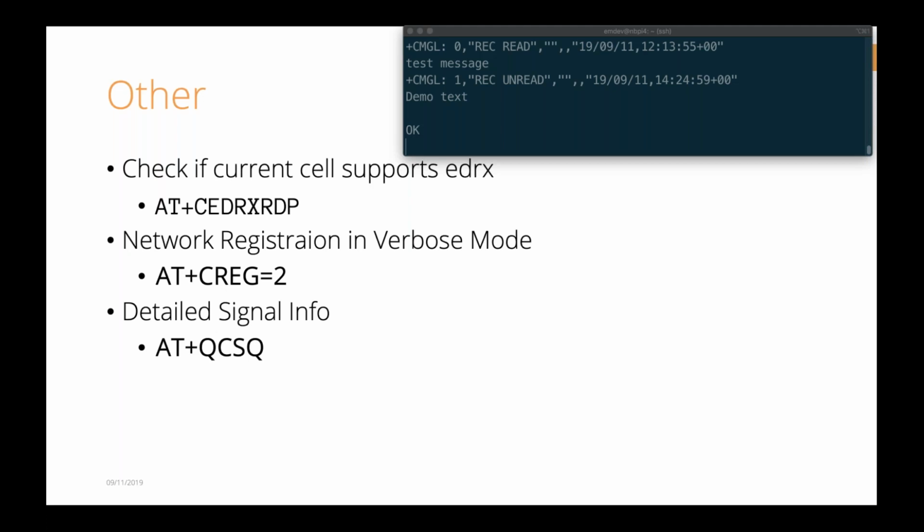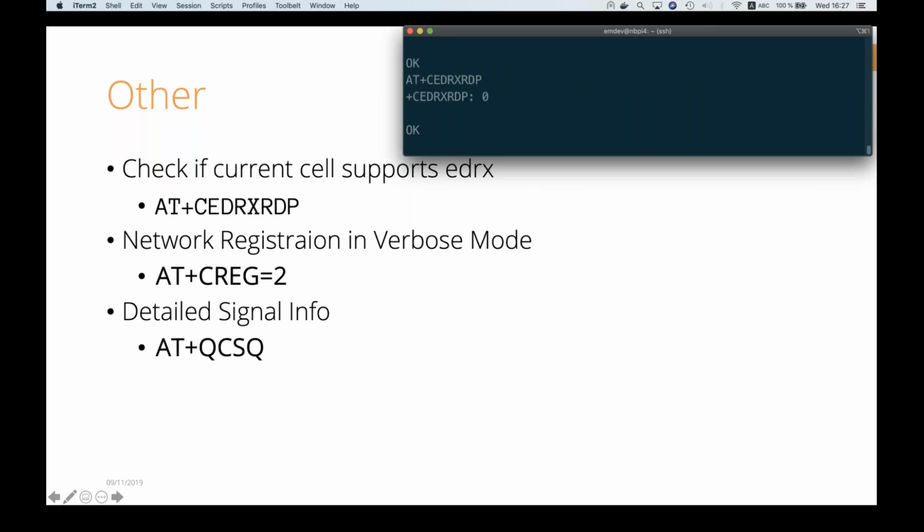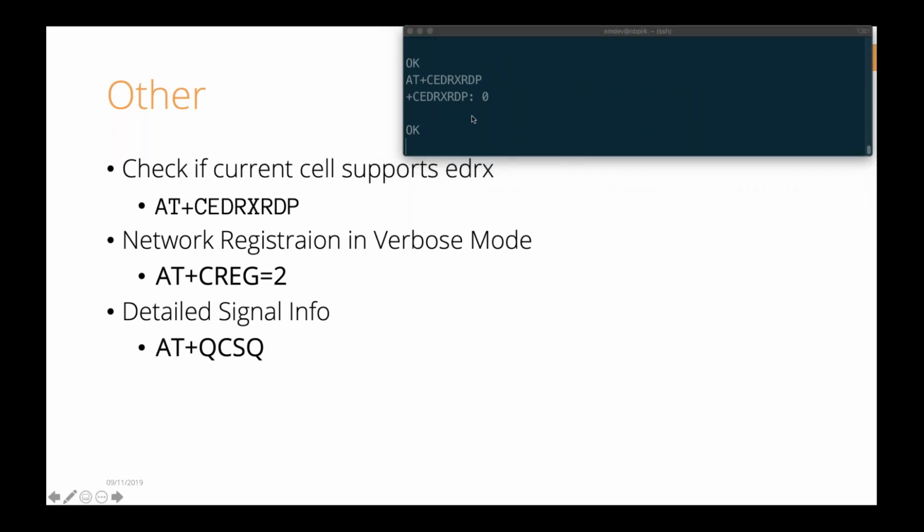Firstly, the modem has to support it. The network also has to support it, but also the cell tower. And it's possible to send an AT command which checks if the network actually supports this. So unfortunately, where we are right now, we get a 0. So this means this cell, the currently registered cell, doesn't support eDRX.